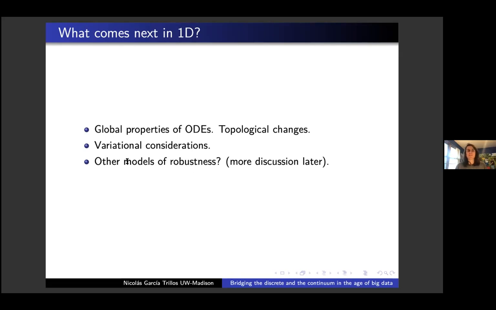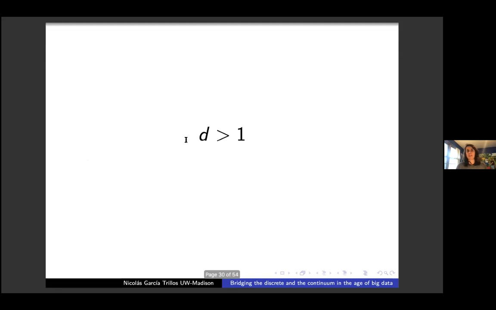And then, other models of robustness, not the one that I just considered, are also of interest in 1D. So there are many questions in 1D already, but what I have presented so far is this connection between those three topics. Okay, now let's move on to D greater than 1, which is perhaps more interesting from the perspective of learning.